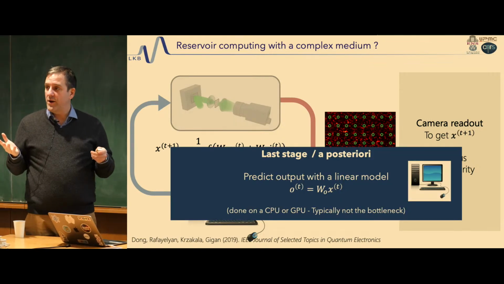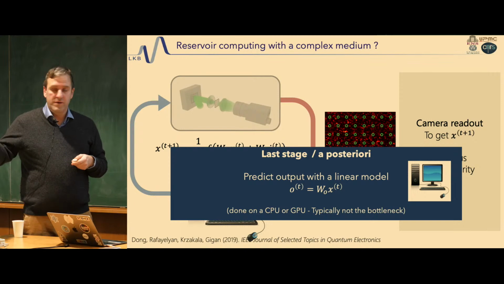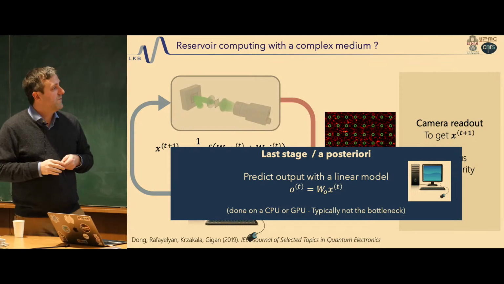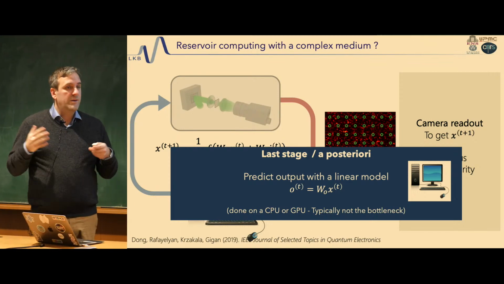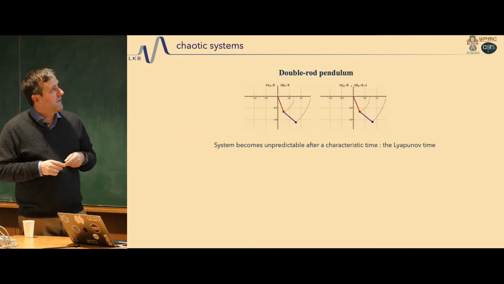And then a posteriori, once you have done all these steps for all the time series, you can do some training of this output weight to approximate whatever function you're training on. And this is typically not the bottleneck. It can be done on a CPU and a GPU at large scale.